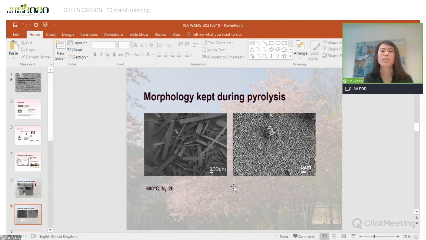And then we tried to pyrolyze these rods to check the quality, let's say, of the rods. And we pyrolyzed the material under 600, 800, and 950 degrees, and all of them kept the structure of the original rods, and the spherical particles were still well organized, and the surface is still smooth.